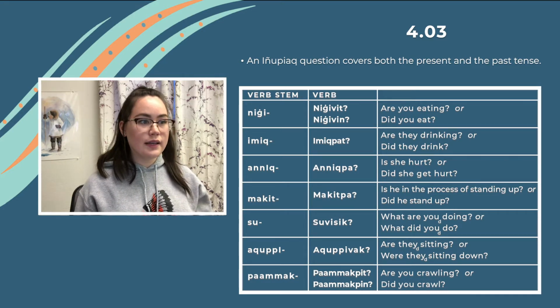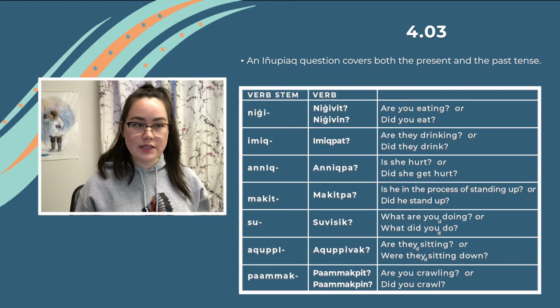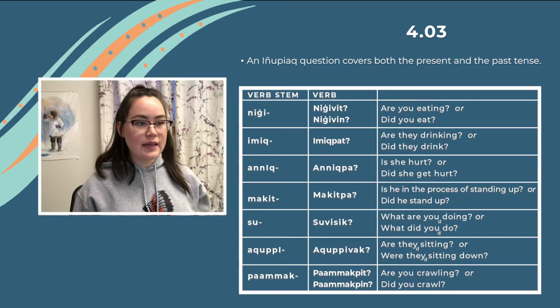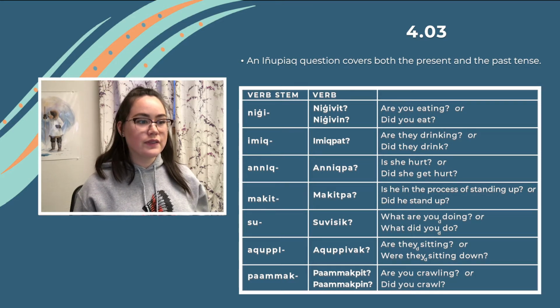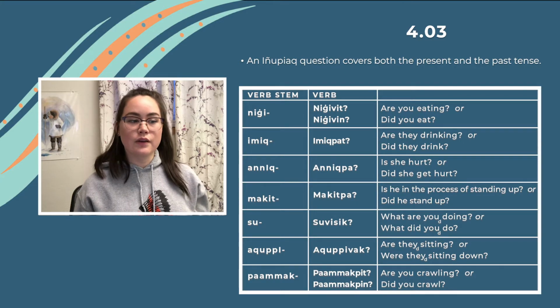Annek, annek ba, is she hurt or did she get hurt? Makit, makit ba, is she in the process of standing up or did she stand up? Su, su visik, what are you two doing or what did you two do? Akupi, akupi vak, are they two sitting or were those two sitting down?